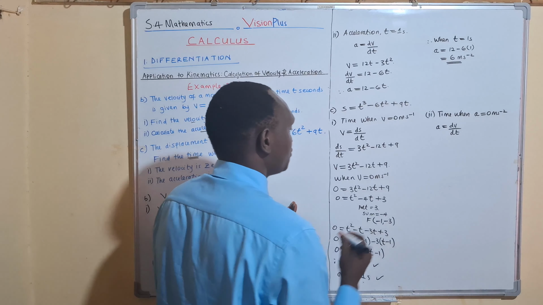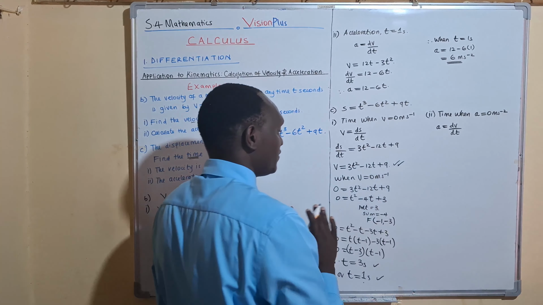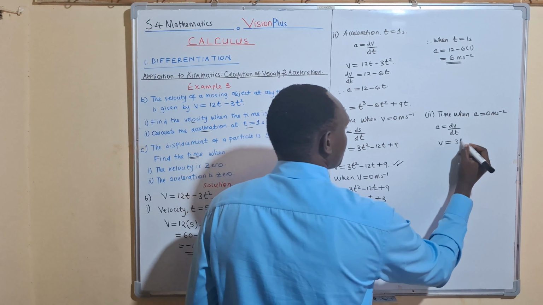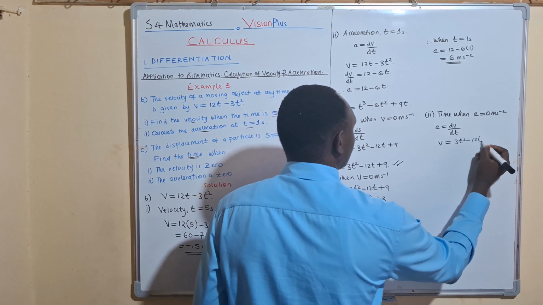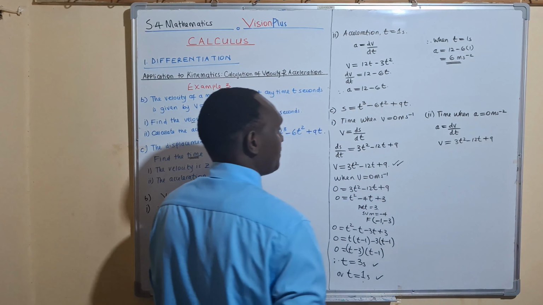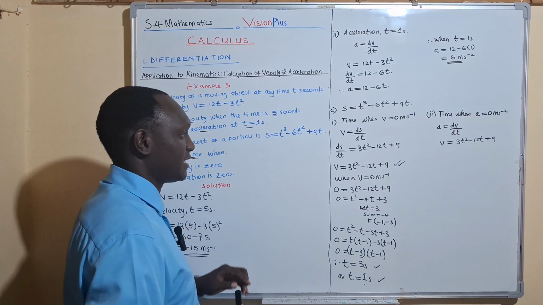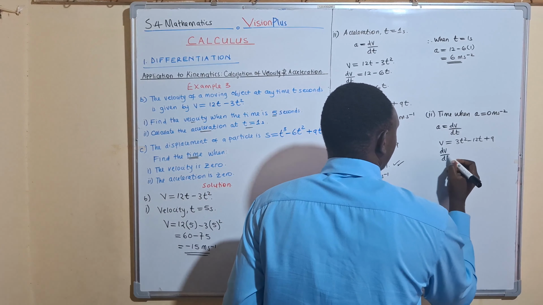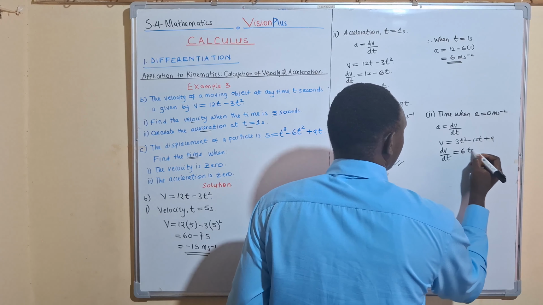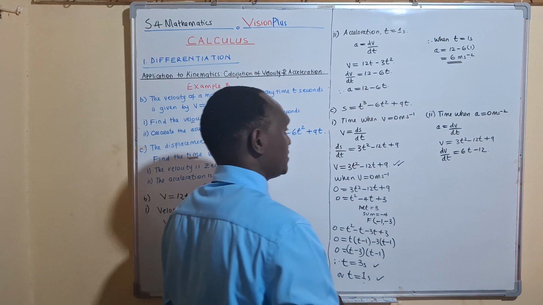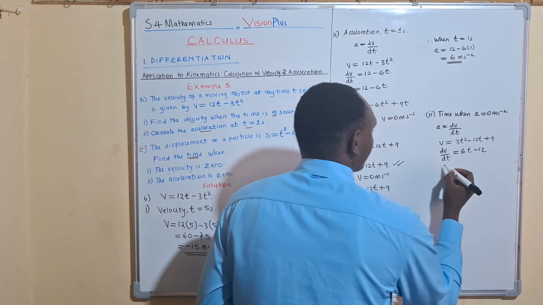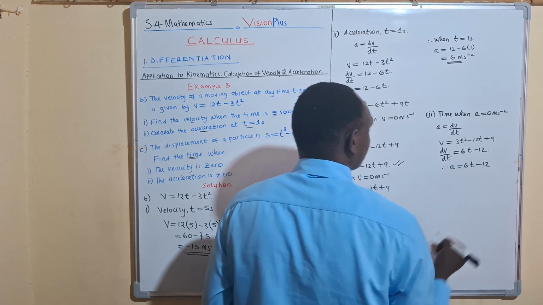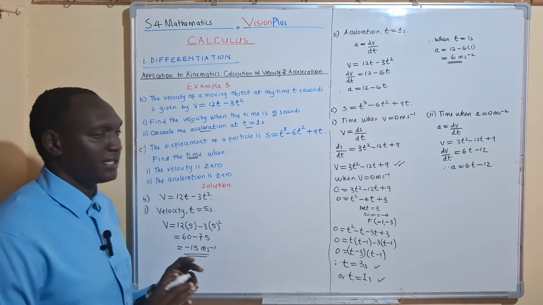But you have the expression here, the one for velocity at any time t. You have our v here as 3t squared minus 12t plus 9. Now, let us get dv/dt, which is the acceleration by definition. This gives us here 6t minus 12. Therefore, acceleration at any time t is given by 6t minus 12.